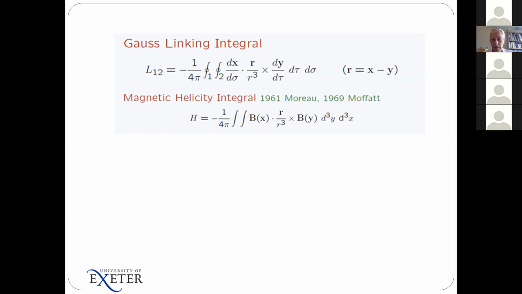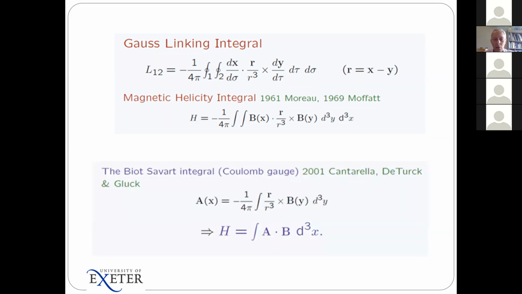The magnetic helicity integral, as introduced by Moreau and Moffatt, expands this to a continuous field with field lines everywhere. You just replace the tangent vectors of the Gauss linking inside the Gauss linking integral with magnetic field strengths. Okay, so I'm presenting it as a double integral because that's gauge invariant.